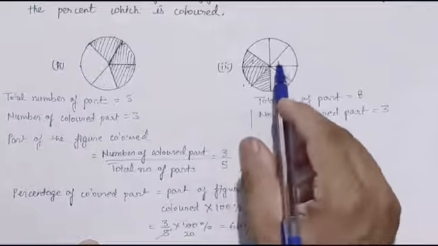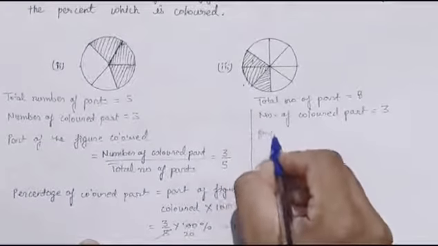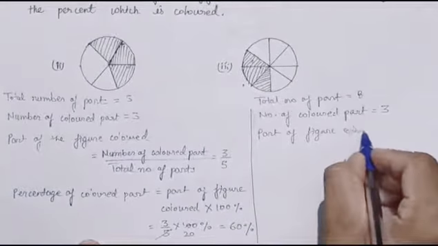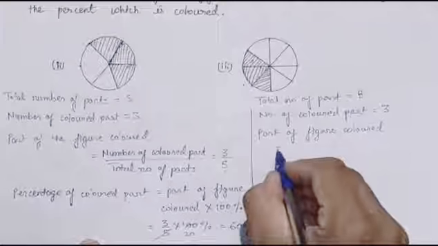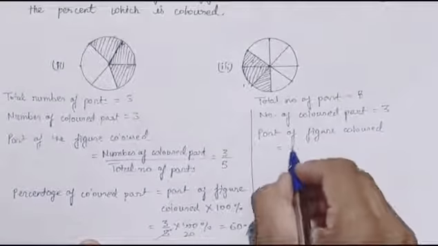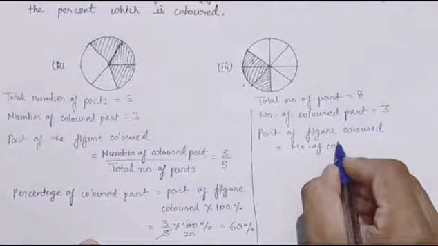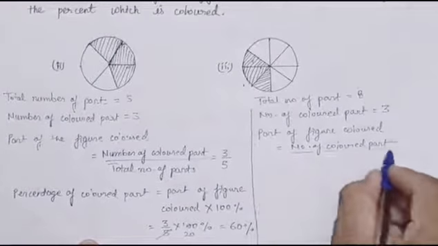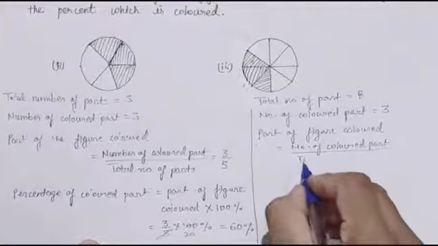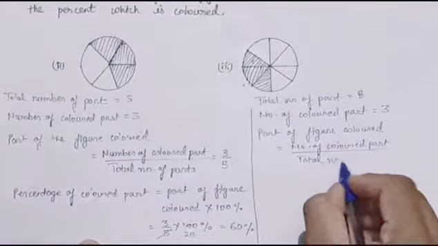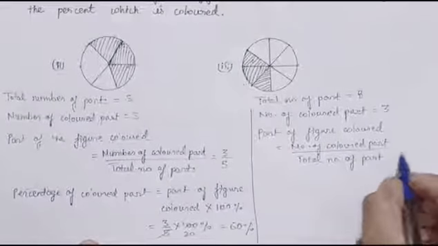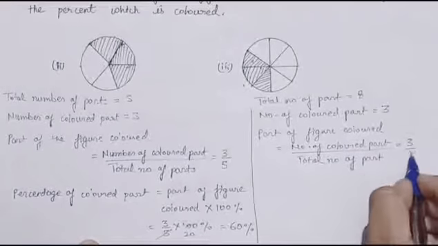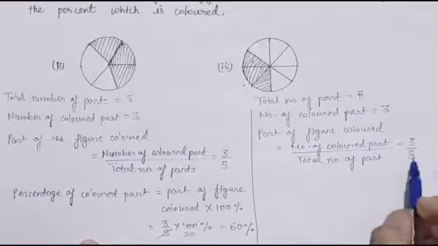Then part of the figure colored is equal to number of colored part divided by total number of part. So number of colored part is 3 and total number of part is 8. It means 3 by 8 of the figure is colored.